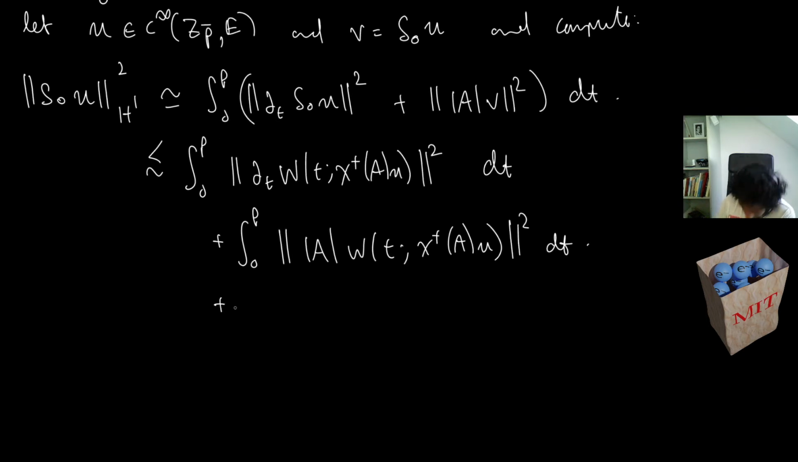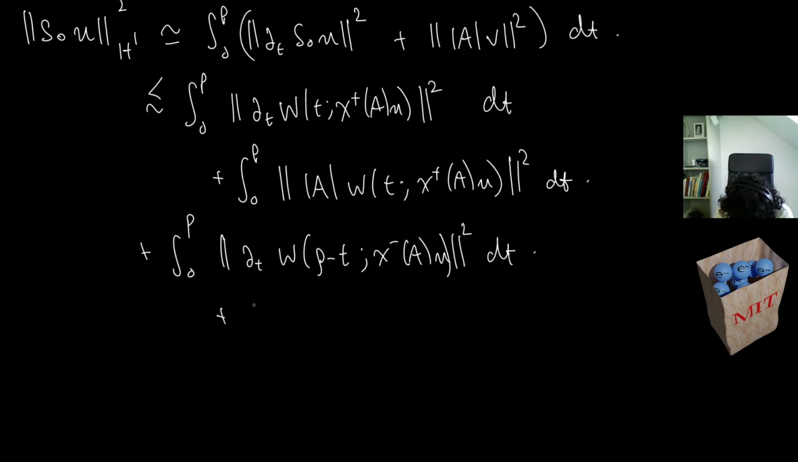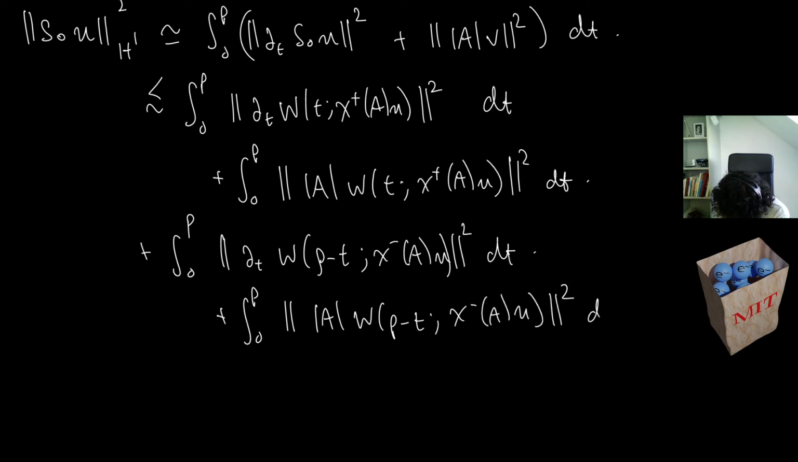plus 0 to rho now of the other term, right? So WT, rho minus T chi plus chi minus of A U squared dt plus 0 to rho modulus A omega rho minus T chi minus A U squared dt.